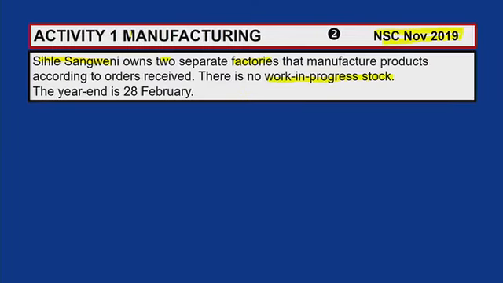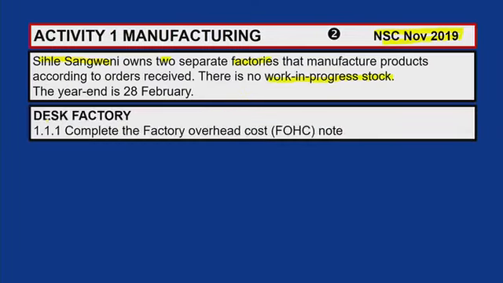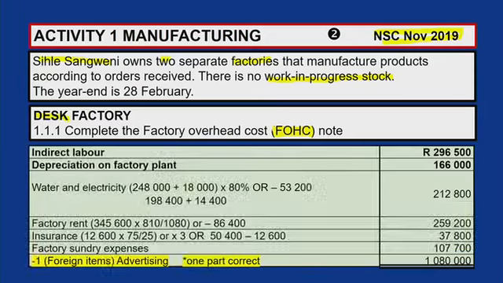Now, focus please on desks. And we're going to do the factory overhead cost note. That abbreviation is just so that when you practice, you don't have to write the whole thing out all the time. I'm just giving you the memo here and then explaining a few things. The note is very easy. It's nice marks. I see it's 8 marks for this question here.